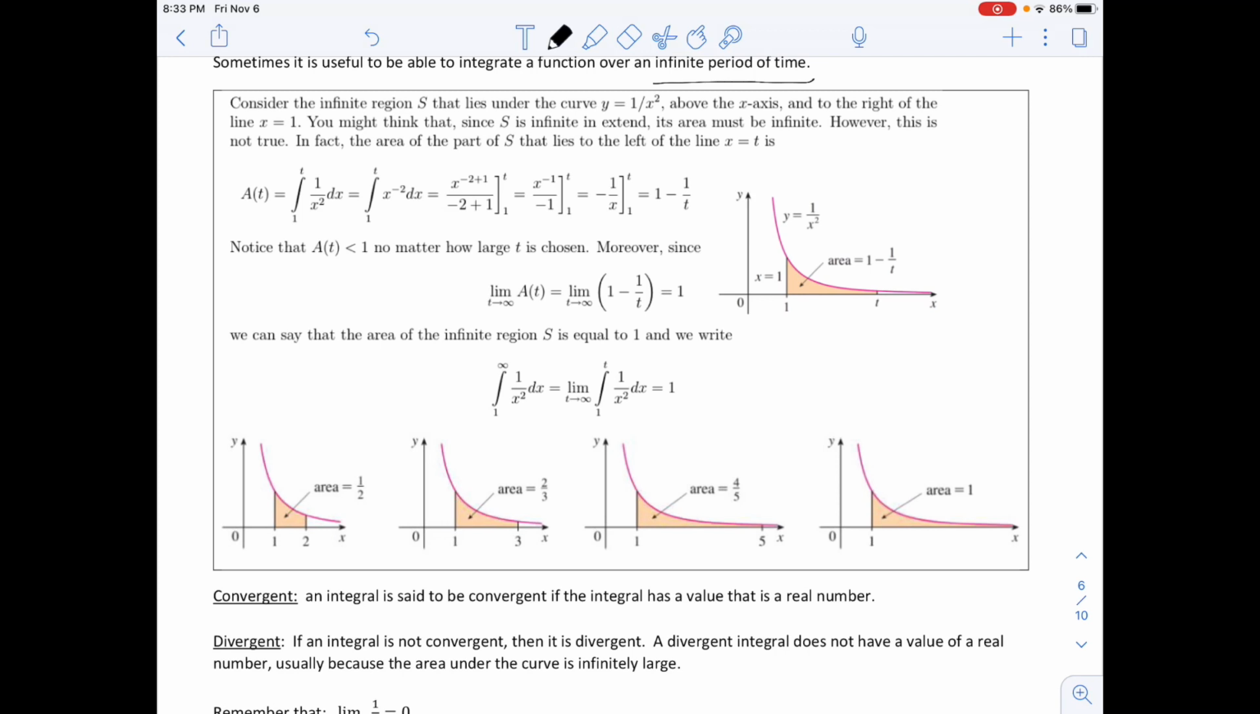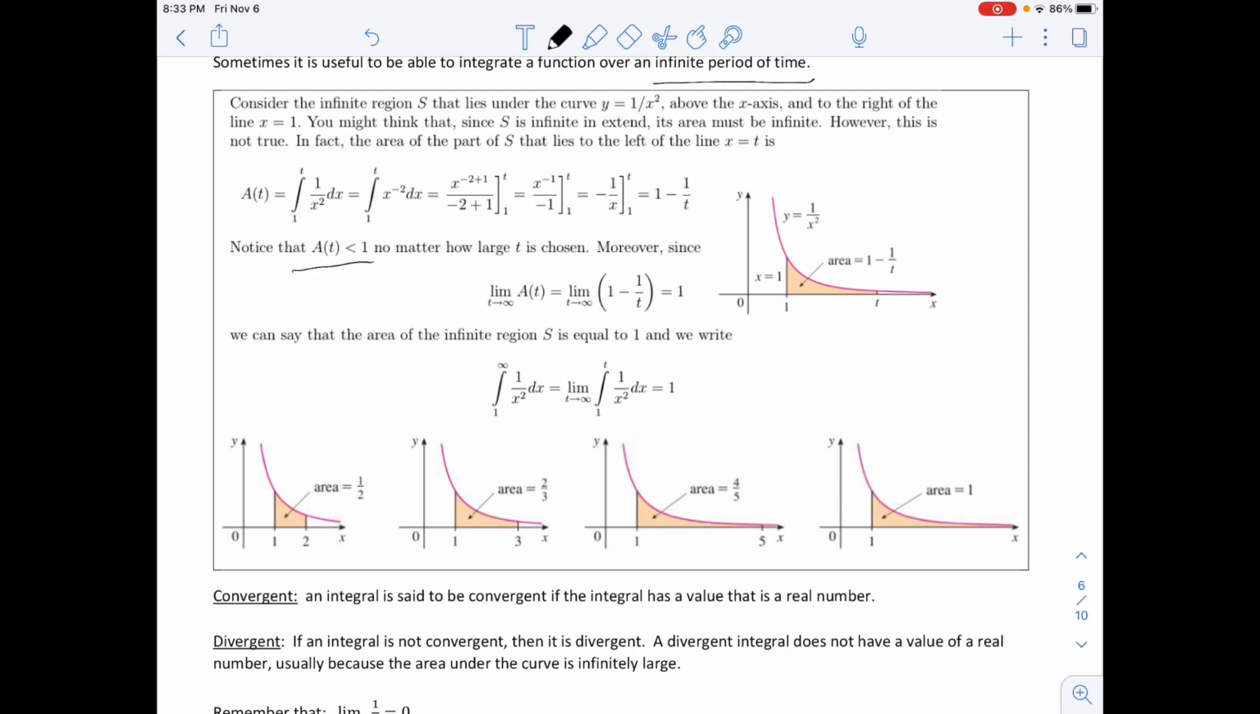In fact, the area of the part of S that lies to the left of the line x equals t is shown, and you can see that as you continue on, that area gets closer and closer to a limit. If you remember from Algebra 2, learning about arithmetic and geometric sequences and series, this should ring a bell. And so we notice that A of t is less than 1, no matter how large t is chosen. Moreover, since the limit as t approaches infinity of A of t is equal to the limit as t approaches infinity of 1 minus 1 over t, we arrive at the area being equal to 1.